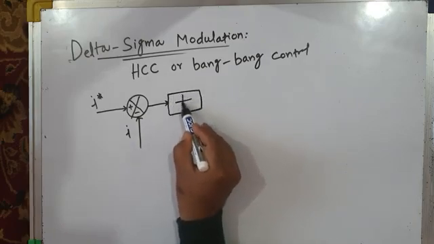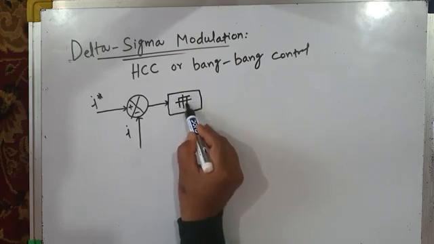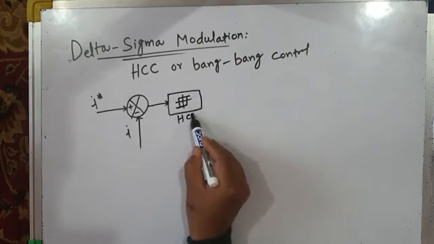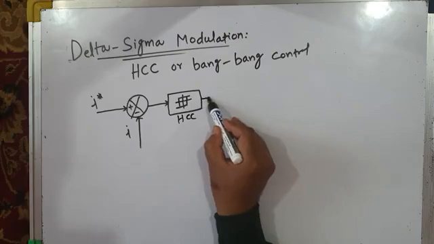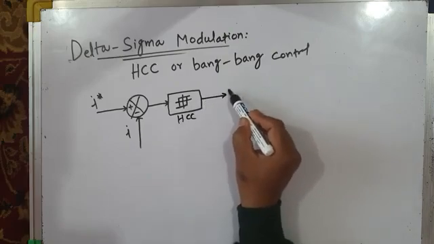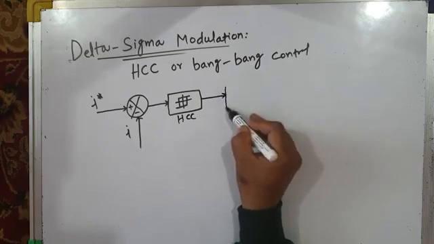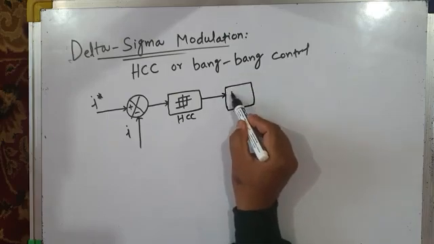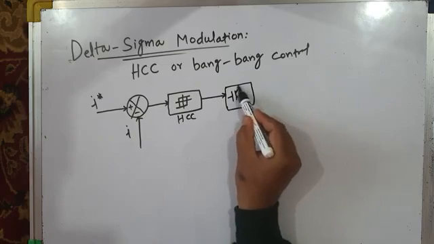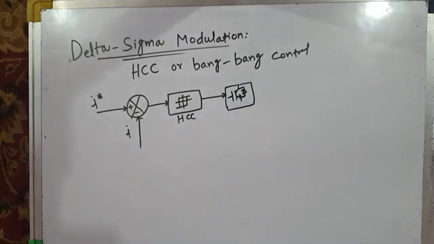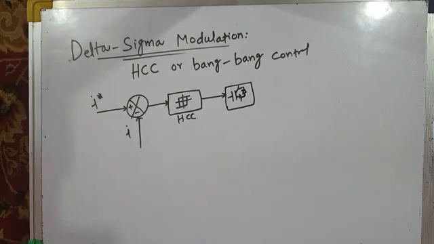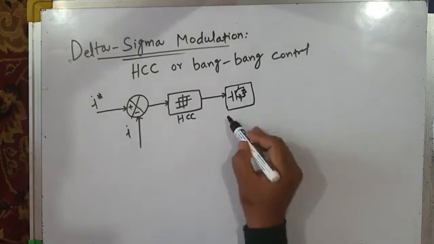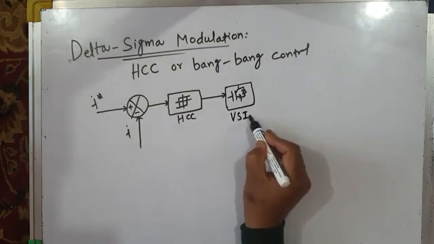This is the symbol of the hysteresis current controller, something like this. The hysteresis current controller at its output generated the gating pulses for the switches of the PWM voltage source inverter. I can show the inverter with the help of a simple block like this. With one IGBT with feedback diode, it does not mean our inverter comprises only one switch. No, it is just the block diagram. If it is a two-level inverter, it will comprise 6 such switches. So this is our PWM voltage source inverter, VSI.